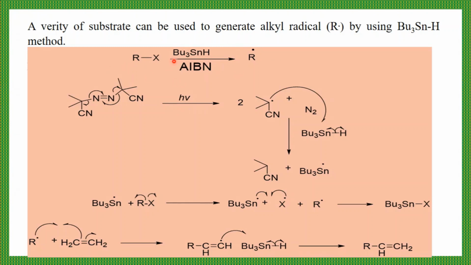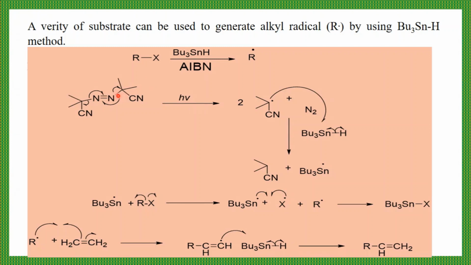So we'll see the first one, how it generates R radical from your alkyl halide. Here is the general formula: this alkyl halide, on reaction with tributyl tin hydride in presence of AIBN, azobisisobutyronitrile, generates R radical. So we'll see how tributyl tin hydride converts this alkyl halide into alkyl radical. We'll see its reaction mechanism, and you know that the reaction mechanism is nothing but a step-by-step explanation of your reaction.